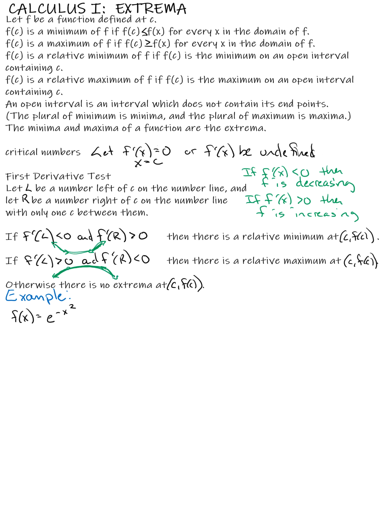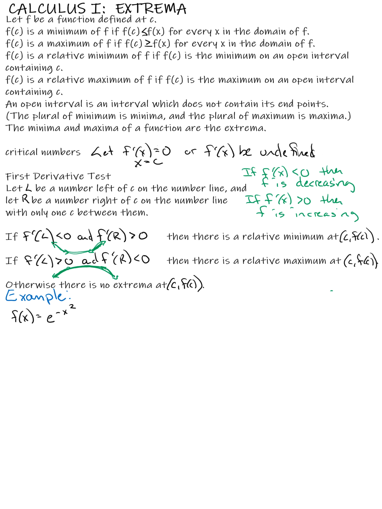So that's the situation. Now, if the first derivative is negative on both the left and the right, decreasing and decreasing, that does not give us an extrema. Or if they're both positive, increasing and increasing, again, that does not give us an extrema either. So those don't do anything for us.